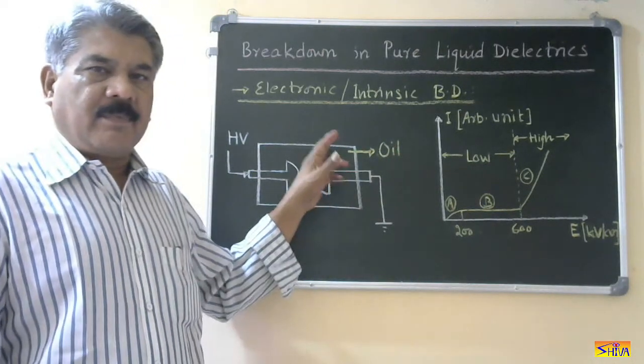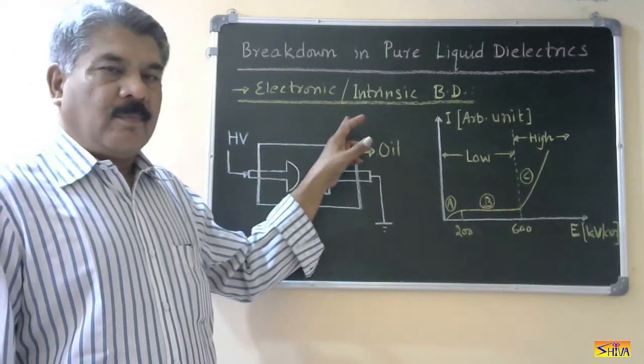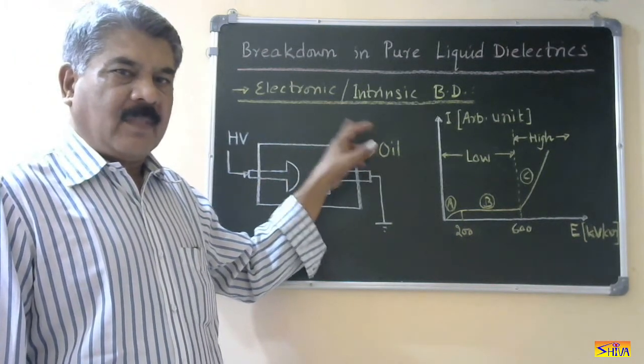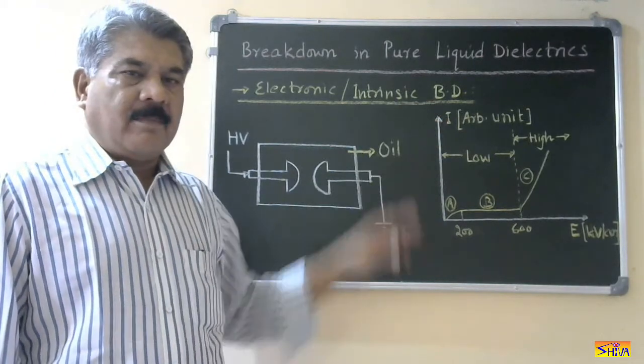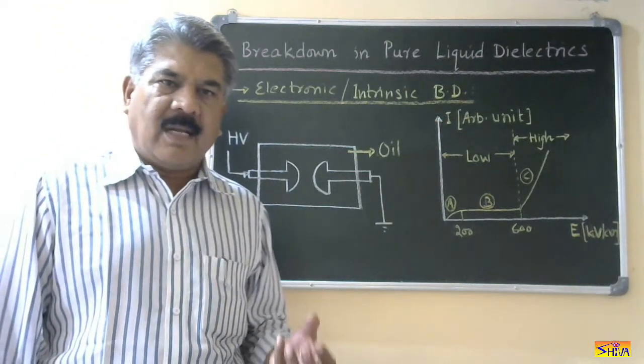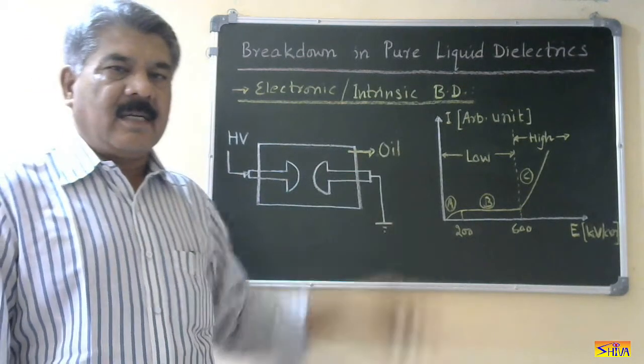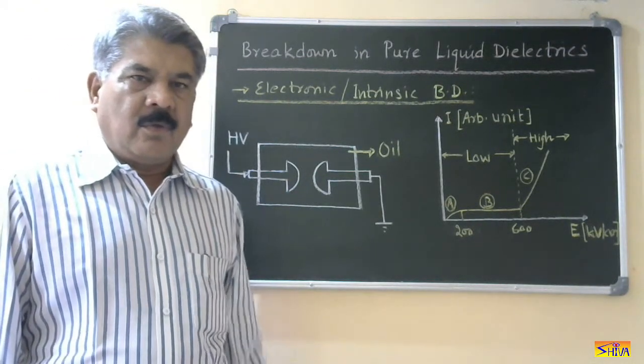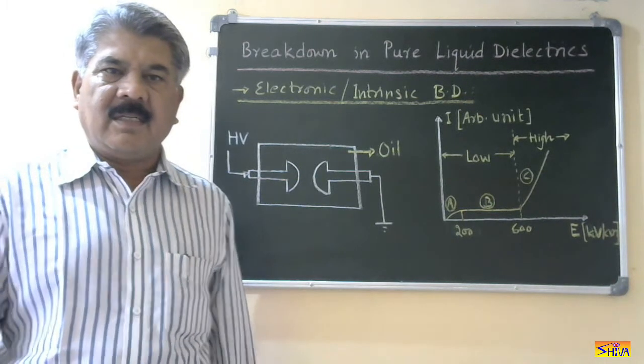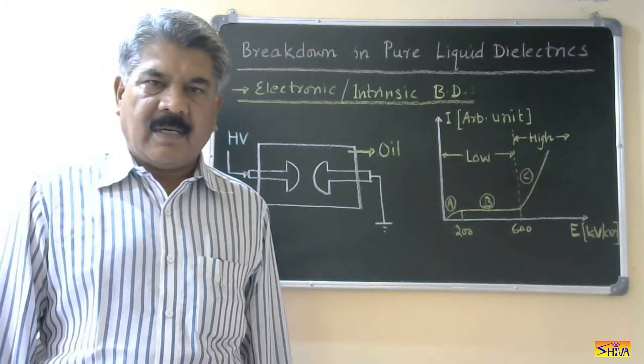This type of breakdown is occurring due to electron movement. Therefore, it is called electronic breakdown, and that depends on the intrinsic breakdown value of the liquid. Therefore, it is called intrinsic breakdown. So this is how the breakdown occurs in the pure liquid dielectrics.